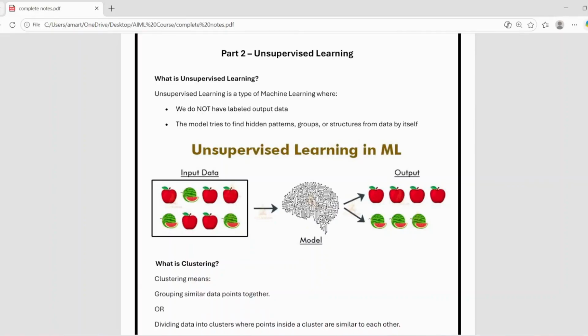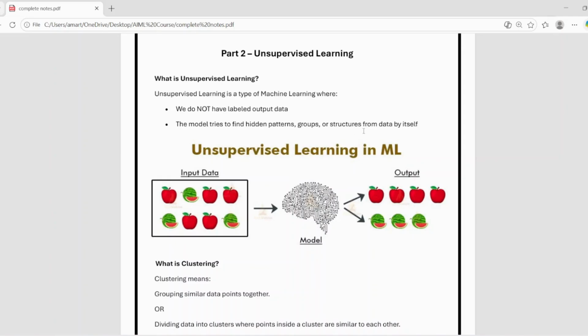From today, we are starting unsupervised learning. So first, understand what is unsupervised learning. Unsupervised learning is a type of machine learning where we do not have labeled output data. The model tries to find hidden patterns, groups or structure from data by itself.